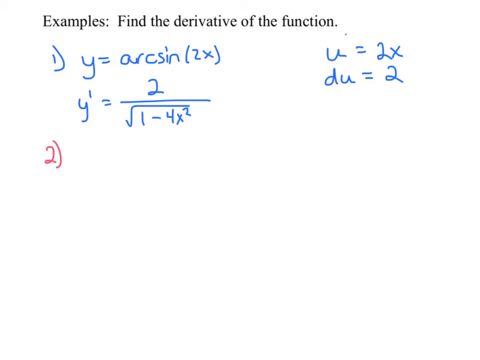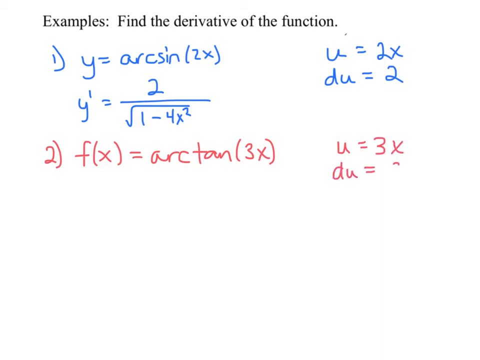All right, let's try the next one. Number 2. We'll say f of x is equal to arctan of 3x. Again, we want to identify our u, which here is 3x, and our du is 3. So the derivative of arctan is du, which would be 3, over 1 plus, again, take your u, which is 3x, and square it, so we'd get 9x squared. And again, that's our final answer.